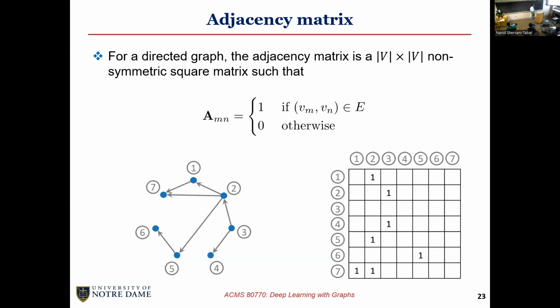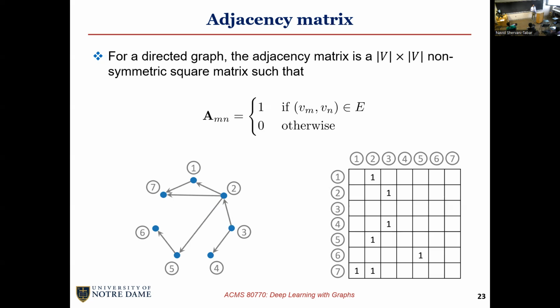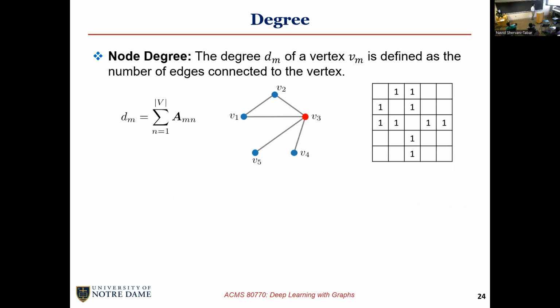So, for example, here we have 1 and 7. This means that it's starting from 7. So this is going to be 1, and this guy is going to be 0. So this is not necessarily symmetric. It can be symmetric if we have edges on both ways, but it's not necessarily symmetric.